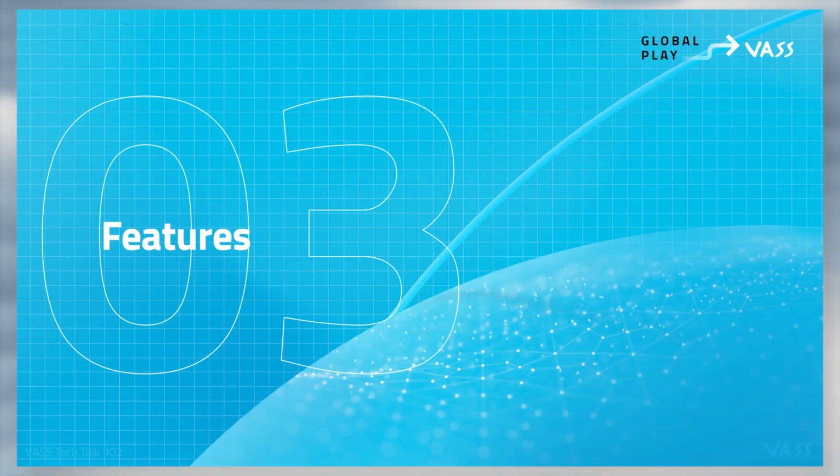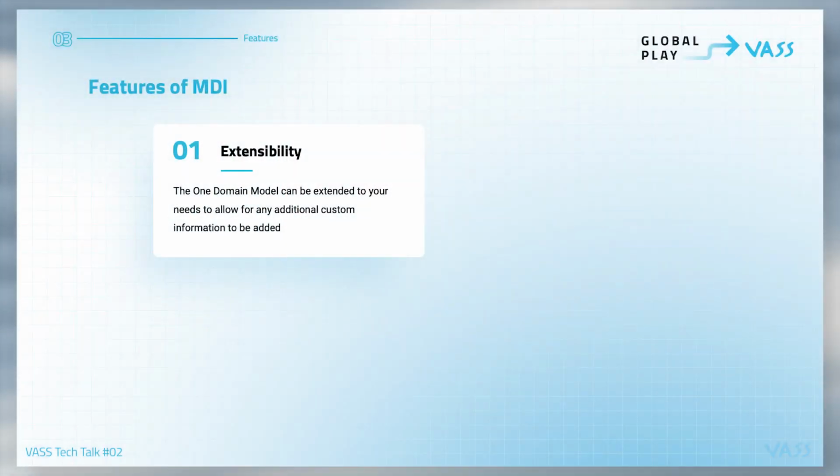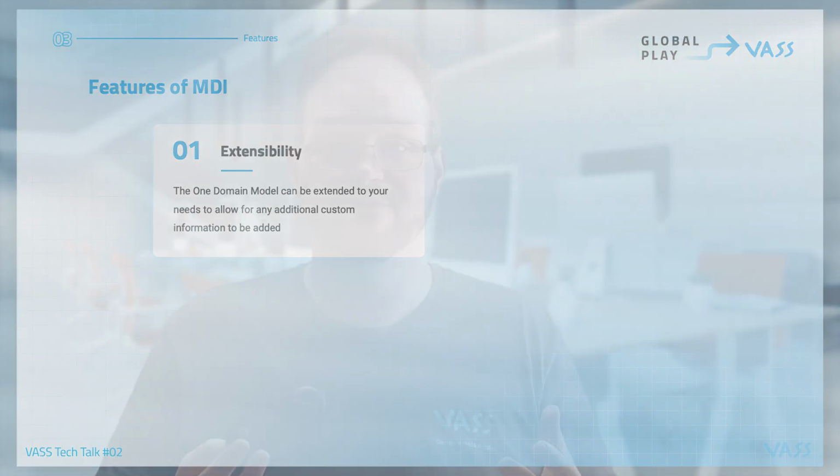Now let's talk about the features. The features we have here in total are 4 different major features that help you to orchestrate all your data. First of all, extensibility is a must. You have to do your own extensibility on the standard One Domain Model. Otherwise, how would you even take care of all the custom fields that you might have here? Now, extensibility can be done as a core feature of MDI.